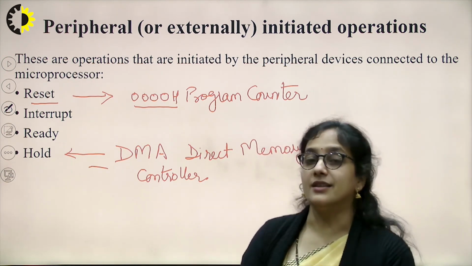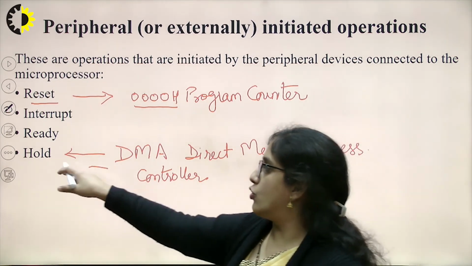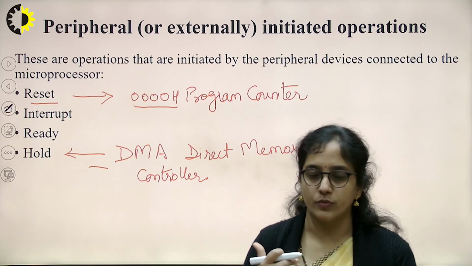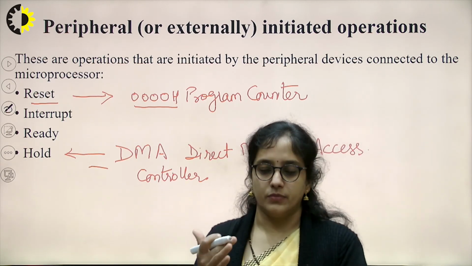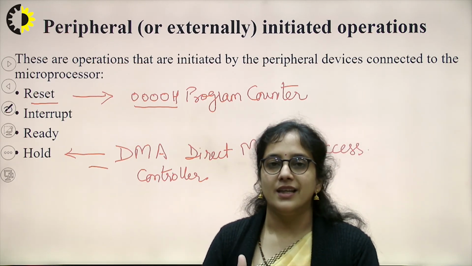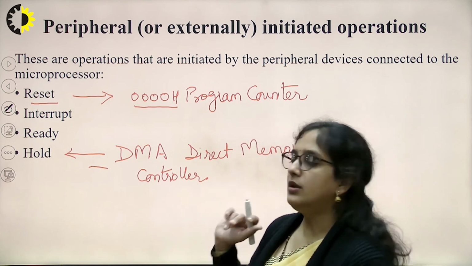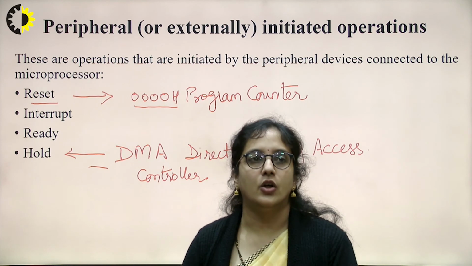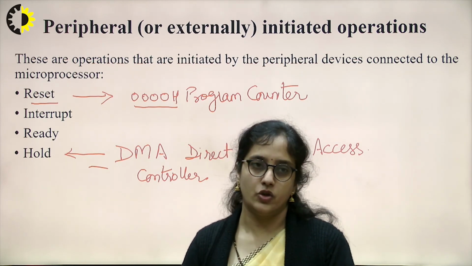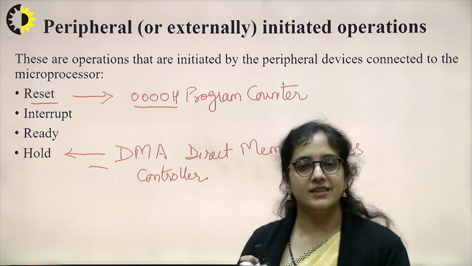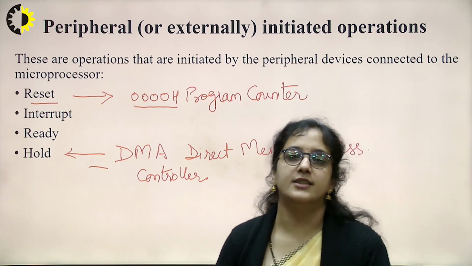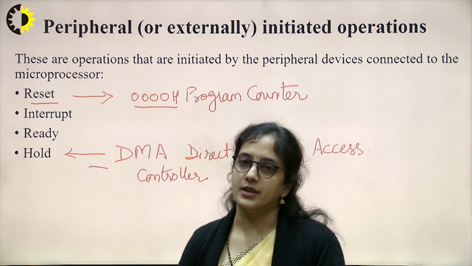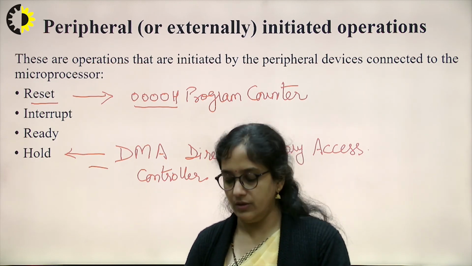To take this control, it sends this hold signal, and this hold signal again works as an interrupt to the microprocessor. So the microprocessor suspends its work and releases the control of the bus to the DMA. So these are all the externally peripheral initiated operations. We will see this in detail with microprocessors 8085 and 8086 also. So this is all about microprocessor architecture and its operation. Thank you.